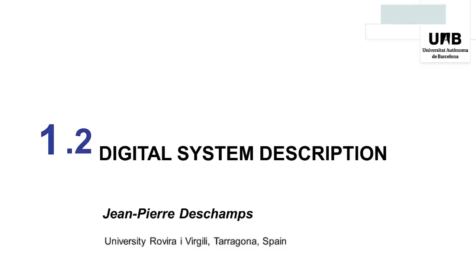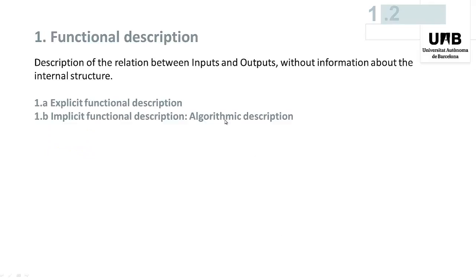In the first lesson, we have defined what a digital system is. In this second lesson, we are going to present several methods of specification of a digital system. The specification of the working of a digital system can be done in a functional way, describing the relation between inputs and outputs, but without information about the internal structure. Furthermore, we will make a distinction between explicit functional description and implicit functional description based on an algorithmic description.